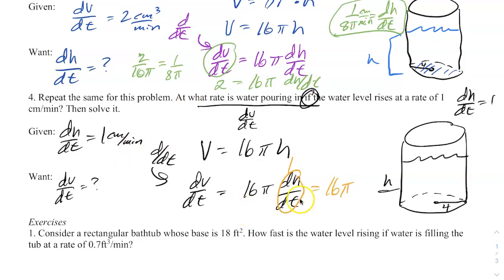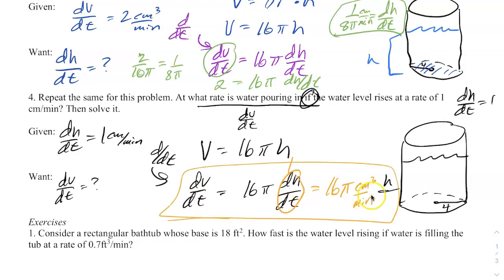Let's get our units correct. If you're not sure, it's volume, so it has to be centimeters cubed per minute. Sorry, this one's in minutes. So that's the answer. If you're not sure why it's centimeters cubed, it actually makes sense mathematically. So this is a rate. So this is centimeters per minute.